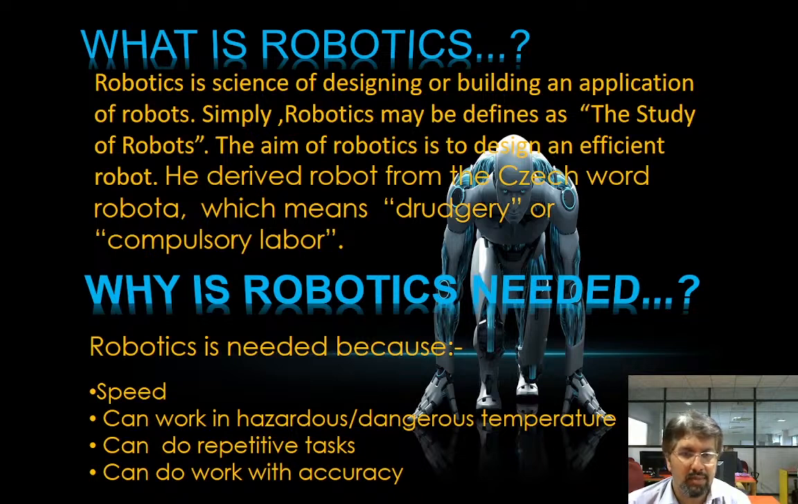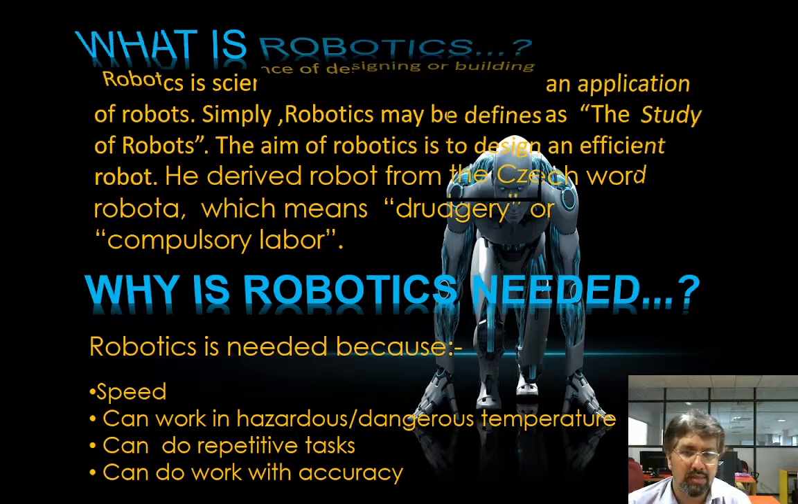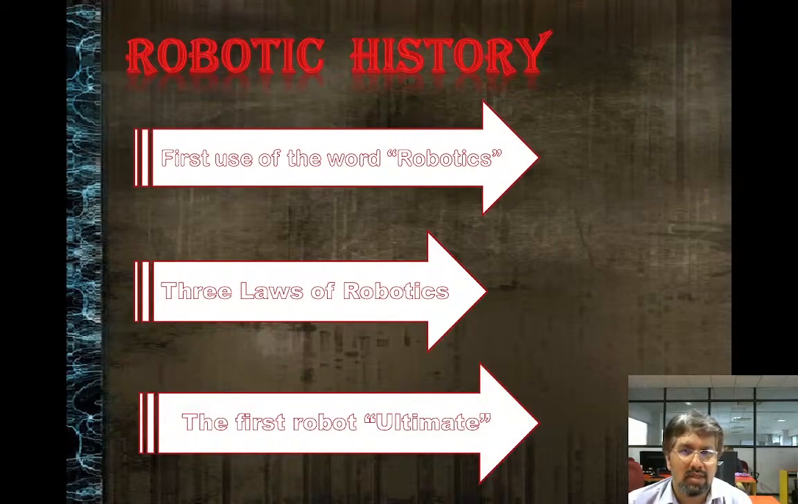Robotics is needed because it helps in speed. Firstly, it can work in hazardous as well as dangerous conditions and temperatures. Then it can do multiple repetitive tasks without any doubts or problems, and it can work with efficiency as well as accuracy. Just as a robotics history, firstly we will see the origin of the word robotics.